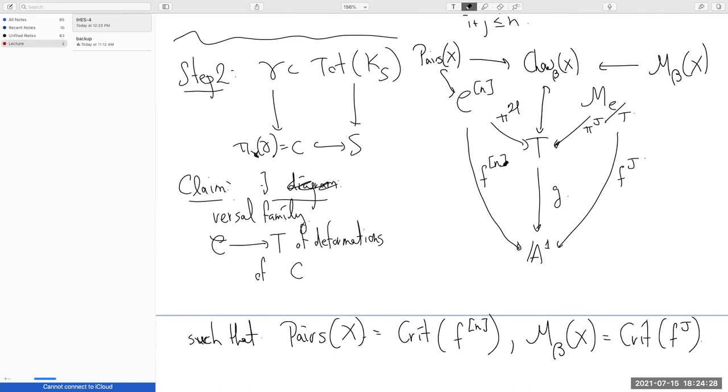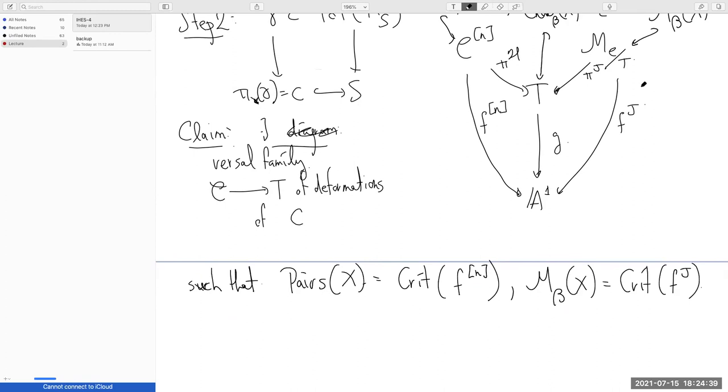Now, constructing this diagram takes a certain amount of effort, and this is kind of what we did in our paper. But once you have it, then you're in good shape.